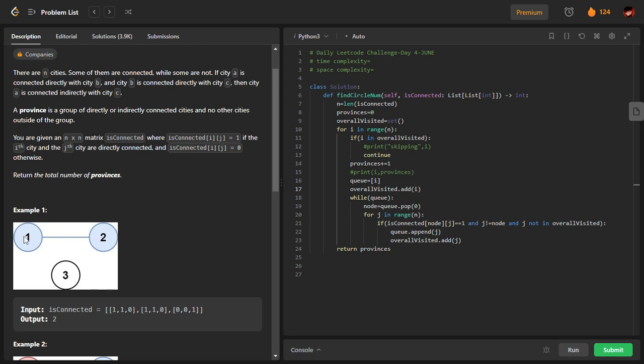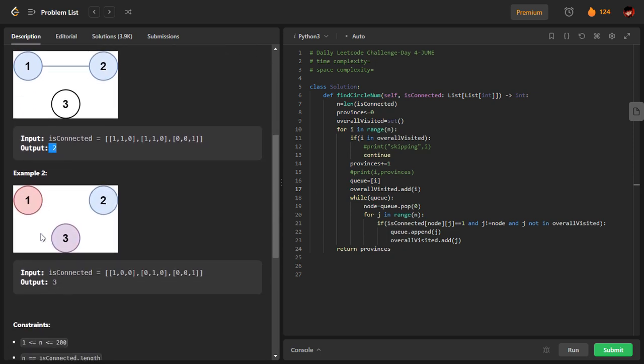Coming to example 1, you can clearly see 1 and 2 are connected directly. There are no indirect edges here. So this whole will be one province, including 1 and 2, and 3 will form a separate province. So the answer is 2 here. Okay. Coming to the second example, here there are no edges. So each node is a province in itself. So there are a total of 3 provinces.